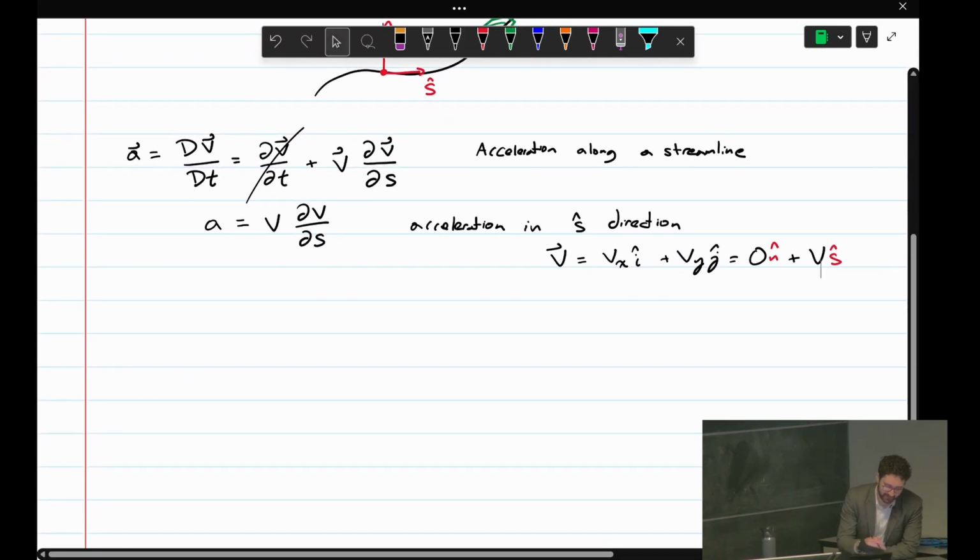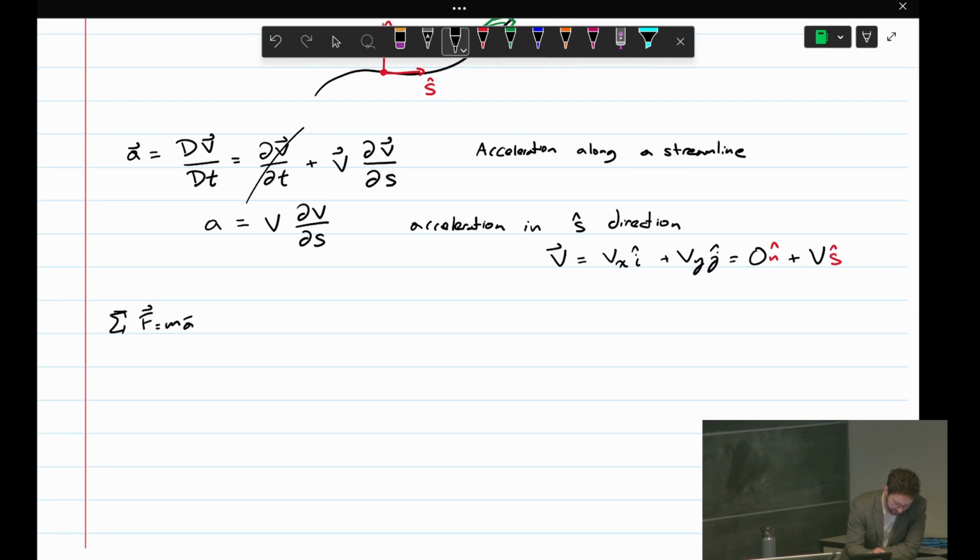So we've done A, but let's consider F equals ma in the s hat direction now.